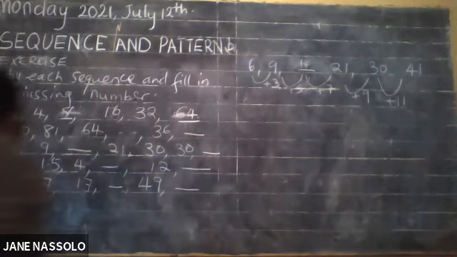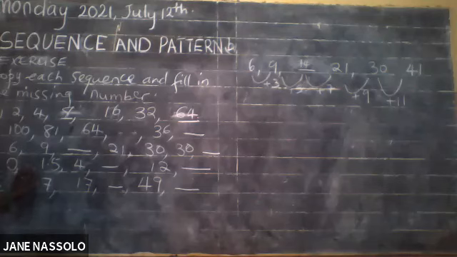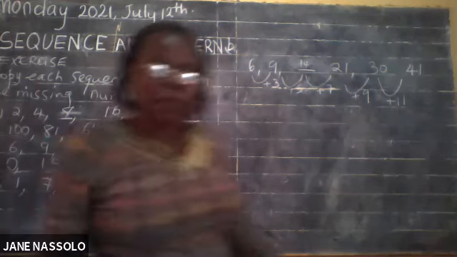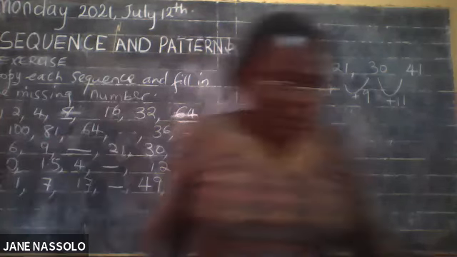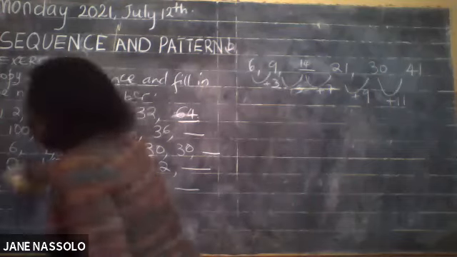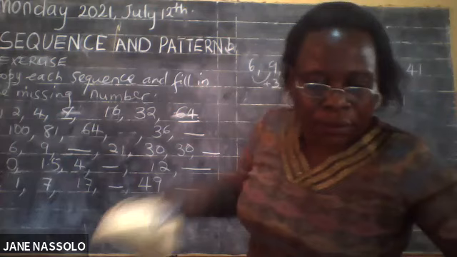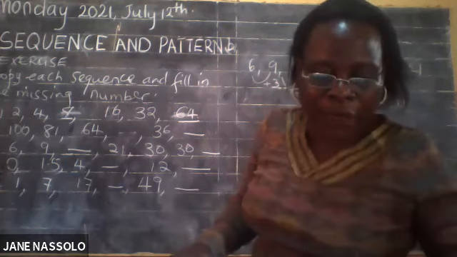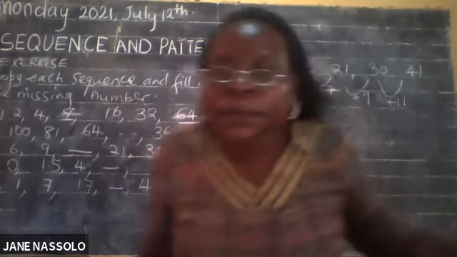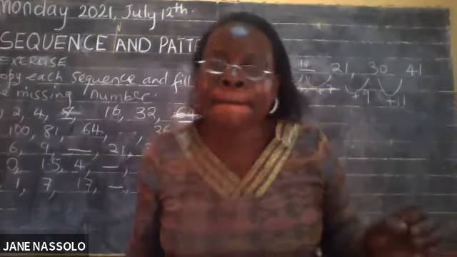We are on D. Can someone give us the missing numbers? Part D. Can someone give us the missing numbers? Nachitende.